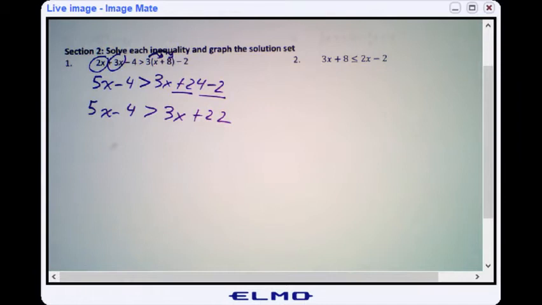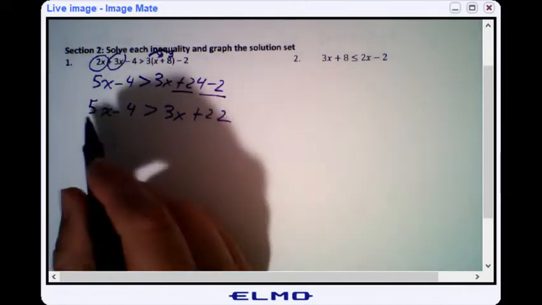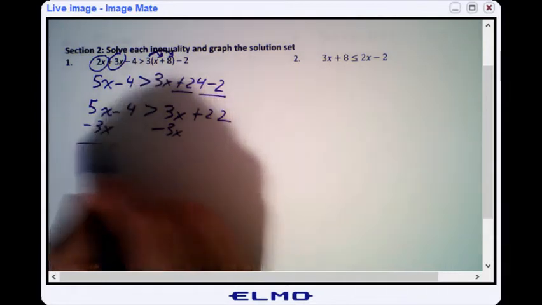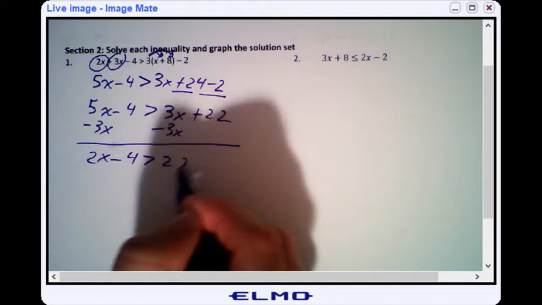Now I have to make a decision. Do I want x's on the left or the right? I would just bring the x's on the left. It makes it easier sometimes for y'all to graph. So if I look at this, I'm going to move the 3x to the left side. It's positive 3x, so I'm going to subtract it. So we get 2x minus 4 is greater than 22.